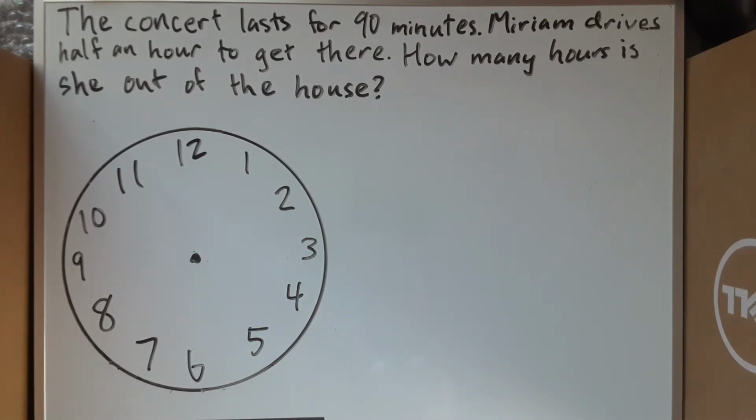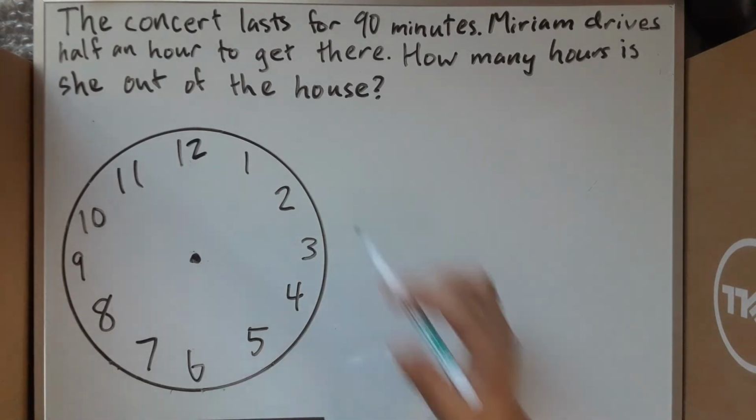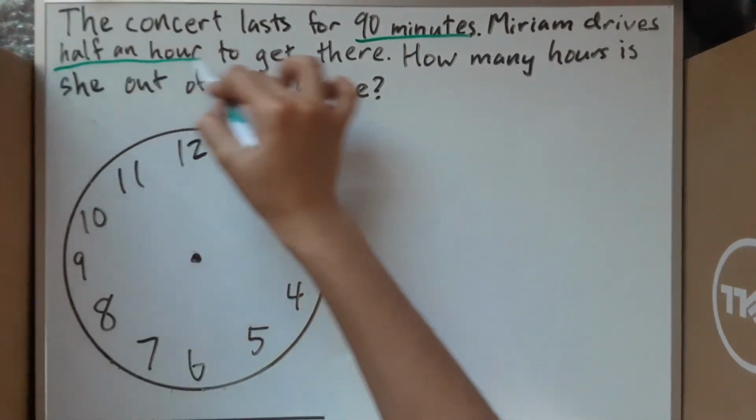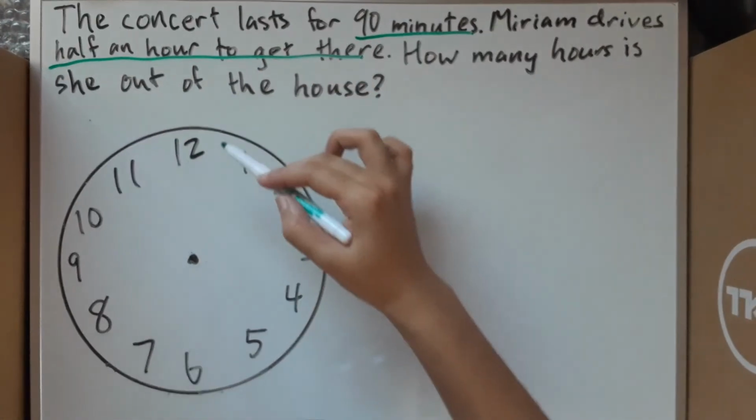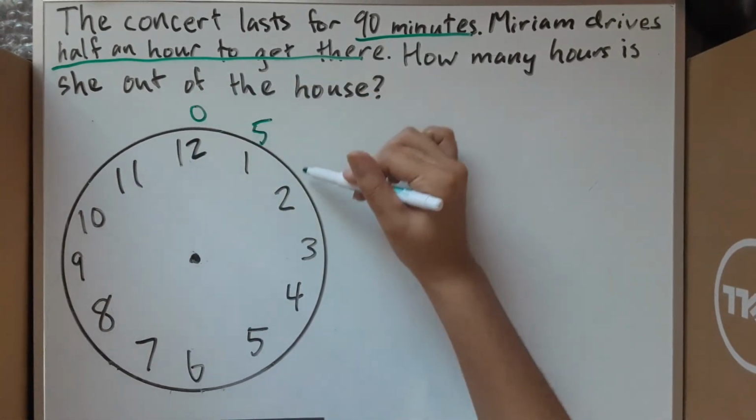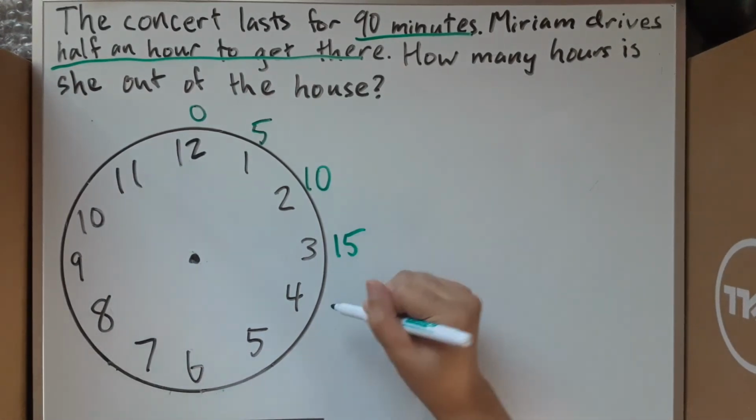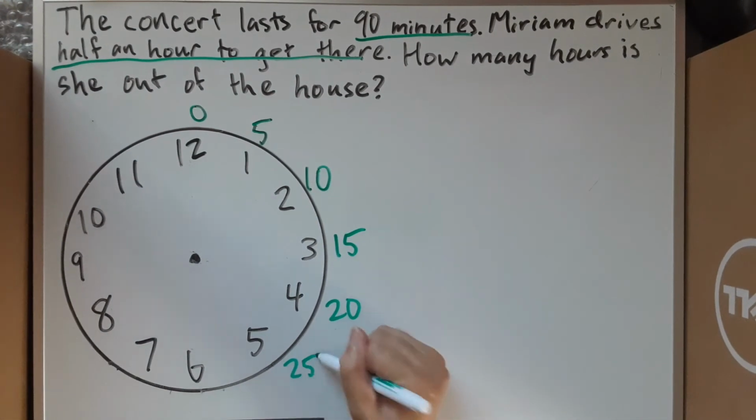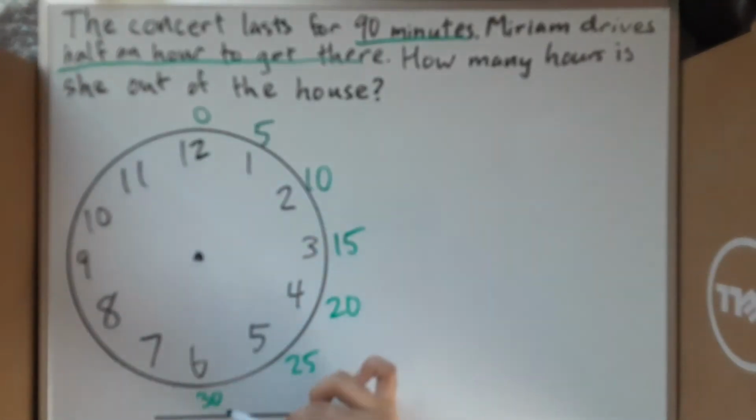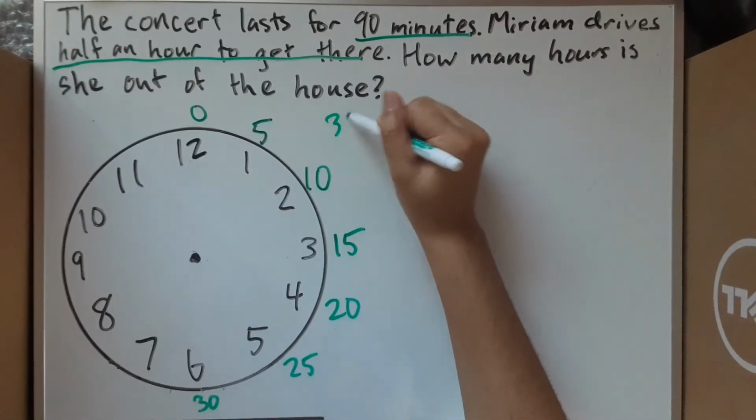Here's our last problem. The concert lasts for 90 minutes. Miriam drives half an hour to get there. How many hours is she out of the house? So, first we have that the concert lasts for 90 minutes. She drives half an hour to get there. Half an hour is half of the clock. So that's 0, 5, 10, 15, 20, 25, 30. From 12 to 6 is half of the clock. So we know 30 minutes is half an hour.